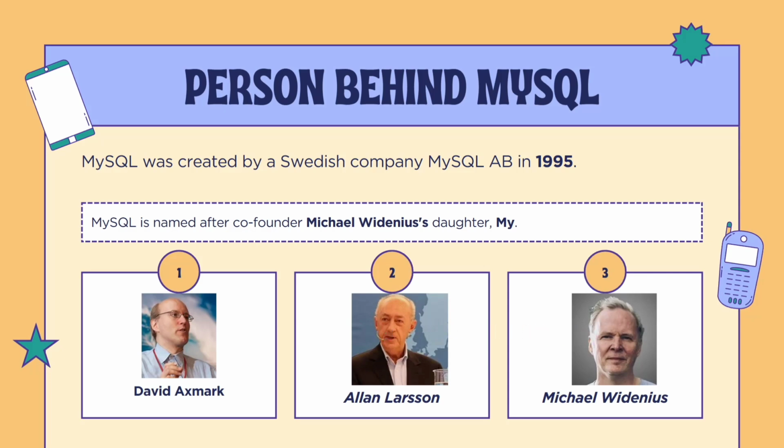Widenius. So how did the MySQL name come? Actually, MySQL came directly from Michael's daughter, whose name is My. He loved his daughter, so they kept the project name as My, first the daughter's name, then SQL. SQL means Structured Query Language, and it was developed in 1995.